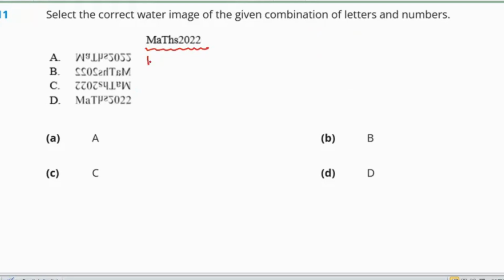Understood? So we will apply the same rule over here and try to find the water image. So this M will turn upside down. And this A will look like something like this. This T will look like this. This H will look like this. This S will look like this. And this 2 will look like this. If we match it with the figures, we can clearly see option A is the correct answer.